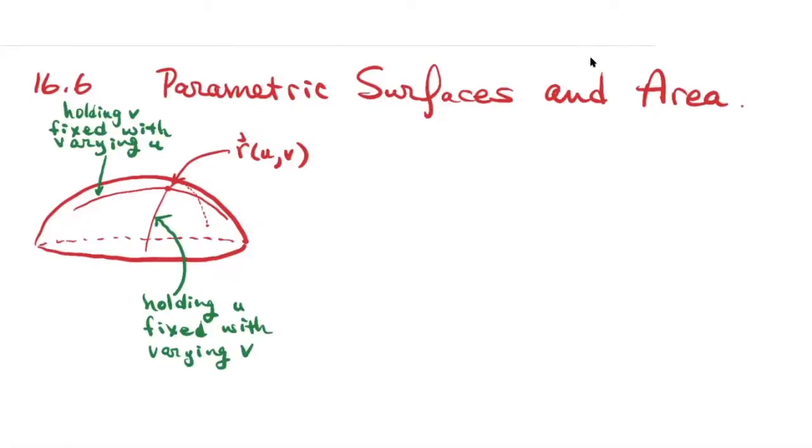And this r of u, v is a three-dimensional curve, so I should say a three-dimensional surface. So you've got to have three coordinates. There will be an x function of u and v, a y function of u and v, and a z function of u and v.